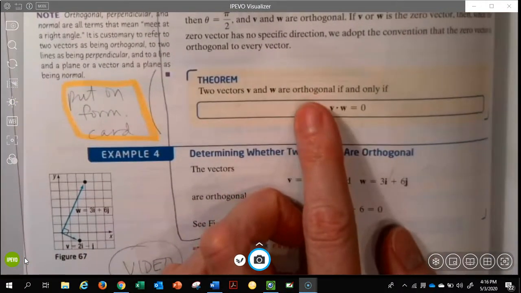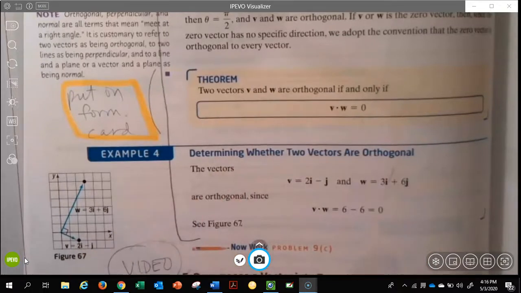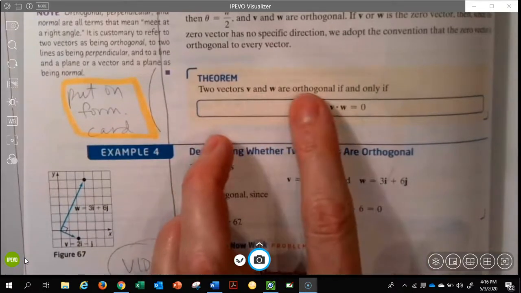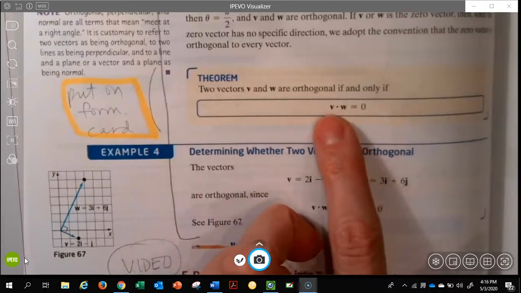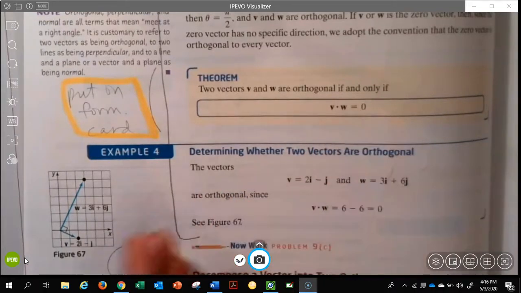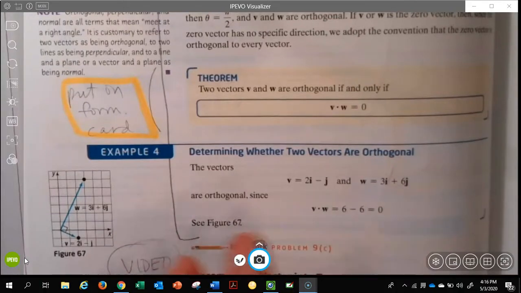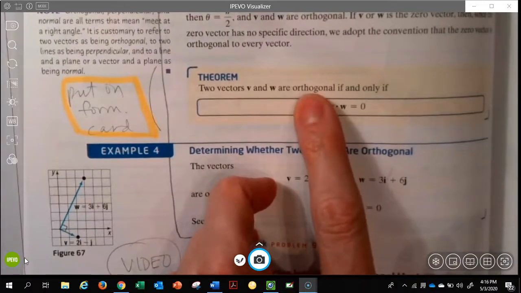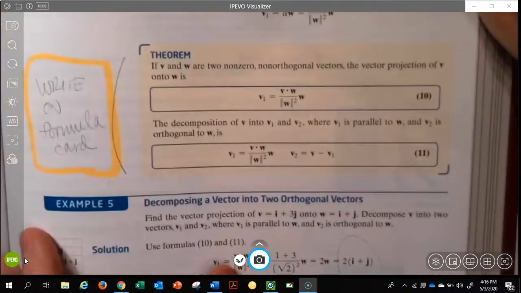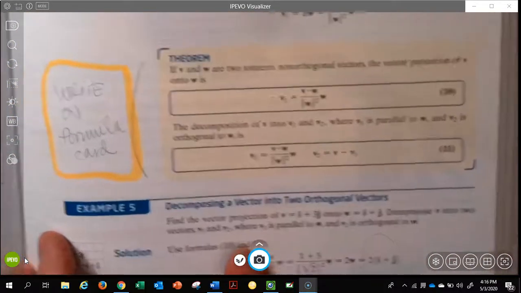I would jot down orthogonal. How will I know if two vectors are orthogonal? They're orthogonal if the dot product of the two vectors is 0. That's it. The dot product is really simple. You do a quick calculation, and by golly, if it turns out 0, you get to declare this big fancy word, orthogonal. I want you to write on your formula card these two pieces.